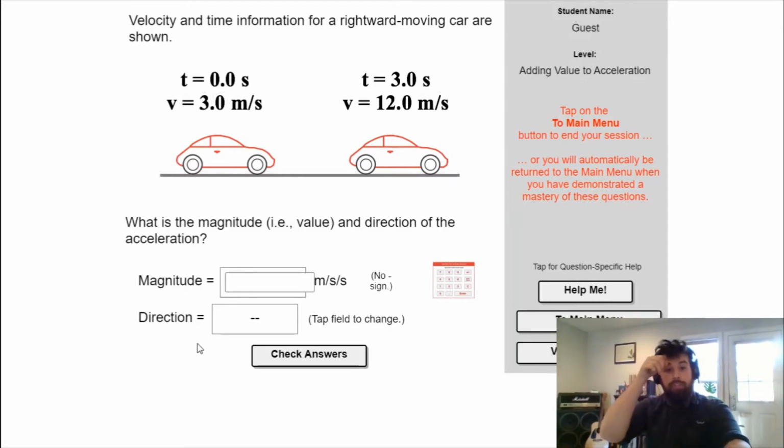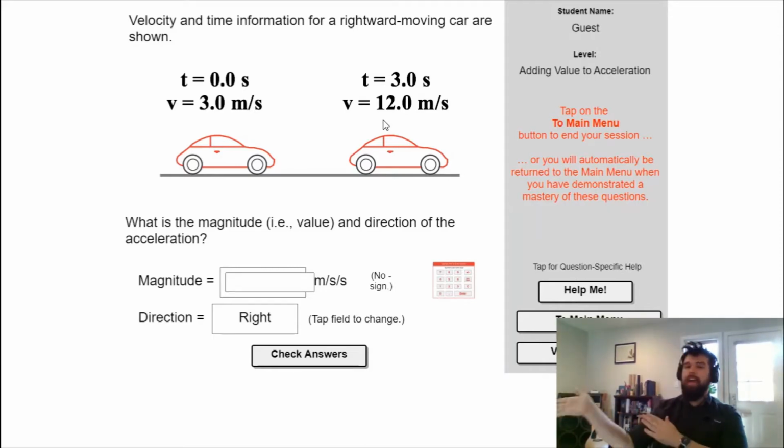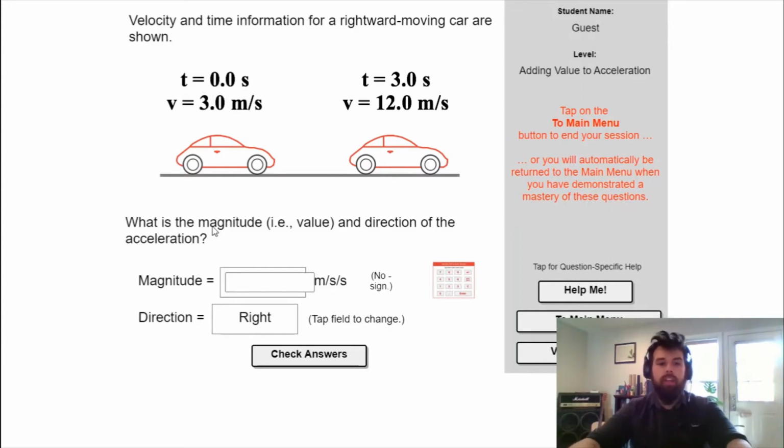Well, let's talk about direction first, because I feel that that's a quick one to answer. We're moving to the right, which is our positive direction, although this is just going to ask us left or right. And it seems that we start off at 3 and move to 12. That means we're speeding up. So if we are moving rightward and we're getting faster, that means that our acceleration is in the same direction as our movement. And so we're also accelerating in the rightward direction. So right is what we're going to put there.